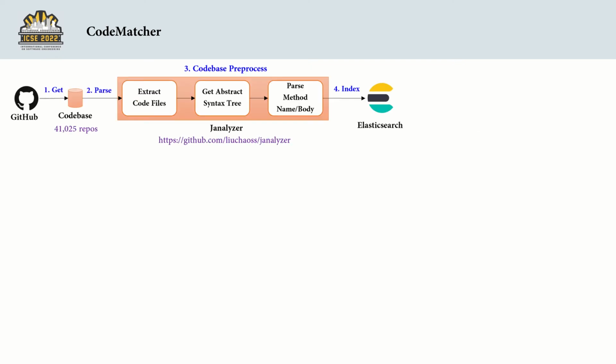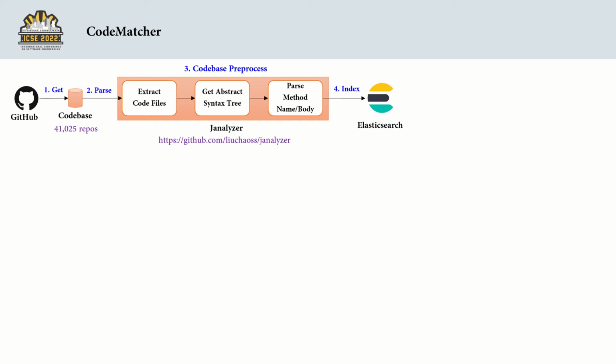To take advantage of both the deep learning and the information retrieval models, we first implement the indexing part of the information retrieval model. We obtained 41,000 repos from GitHub and preprocessed the code with our tool, generalizer, which can be found in the GitHub link. The tool extracts code from repos, parses the code into an abstract syntax tree, and captures the method name and method body. Note that we transformed the program tokens in the method name and body into fully qualified names, such as transforming String to java.io.String, making the semantics more precise.